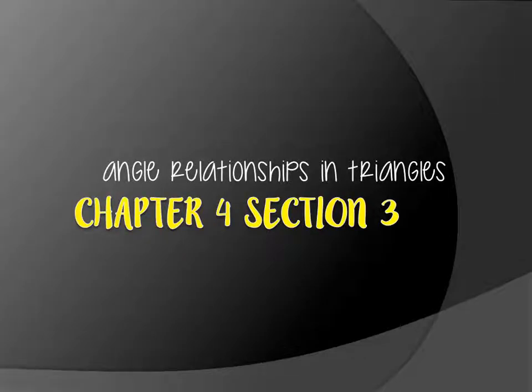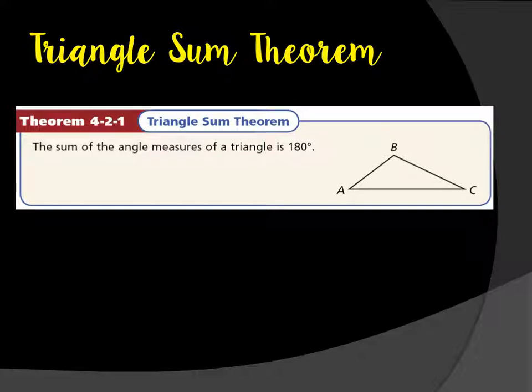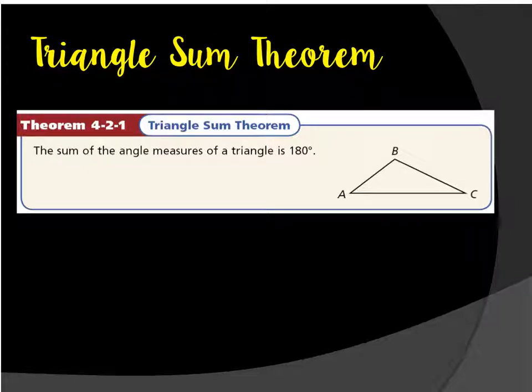So 4.3 deals with angle relationships in triangles. Our first theorem we're going to look at is the triangle sum theorem. The sum of the angle measures of a triangle is 180. So how many angles are in a triangle? How many angles are in a triangle? Three. So we have angle A, angle B, and angle C.